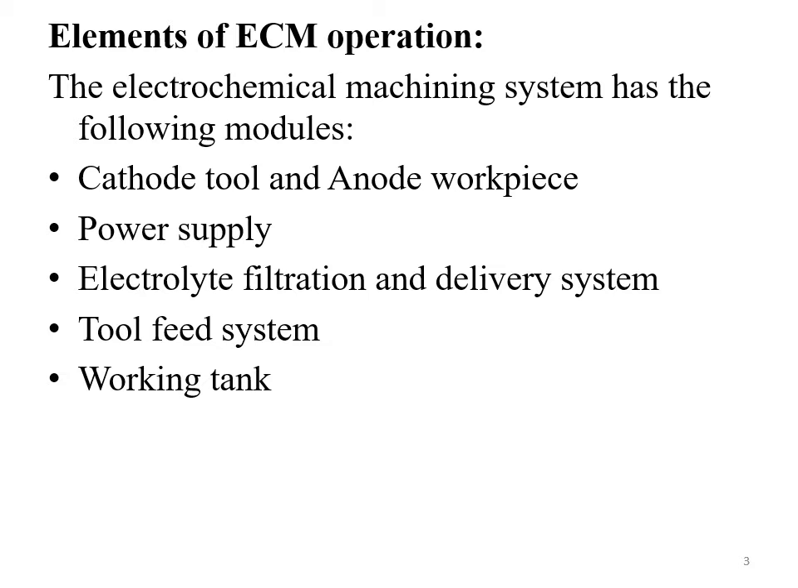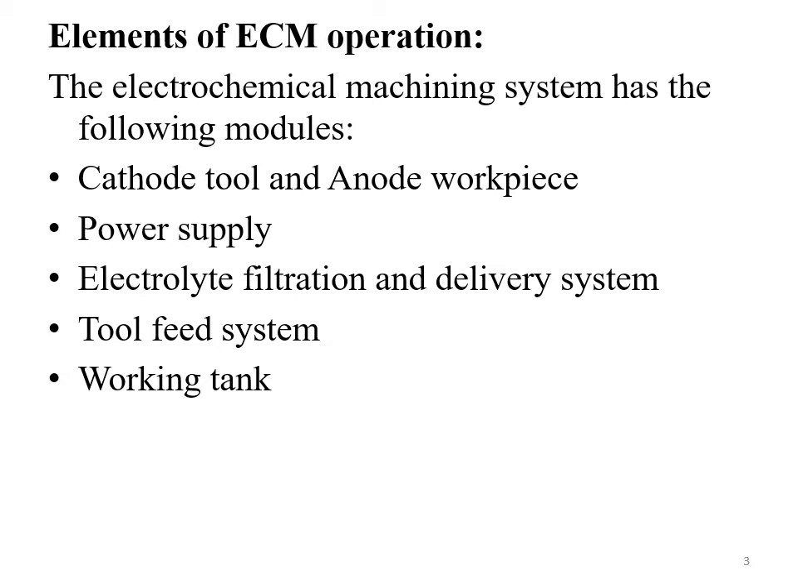The tool is always connected as a cathode in electrochemical machining, as I discussed in my last video. The tool is always connected with cathode polarity in the electric circuit, and the workpiece is connected as the anode in ECM. The second important element is the power supply. The power supply connected in the electric circuit of ECM is a DC power source of very high current density.